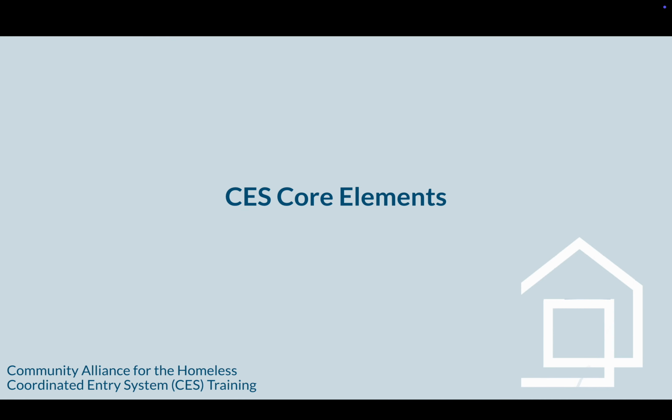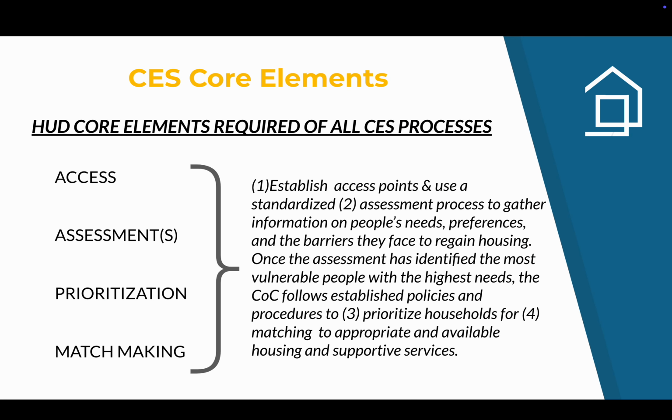Now let's get into the CES core elements. HUD core elements that are required by all coordinated entry processes are access, assessment, prioritization, and matches. First needed is the establishment of access points and then the use of a standardized assessment to gather information on people's needs, along with preferences and barriers they face to gain housing. The COC then follows established policies and procedures to prioritize households to then match them into a housing program and supportive services. On the next few slides, we will discuss these elements more in depth.